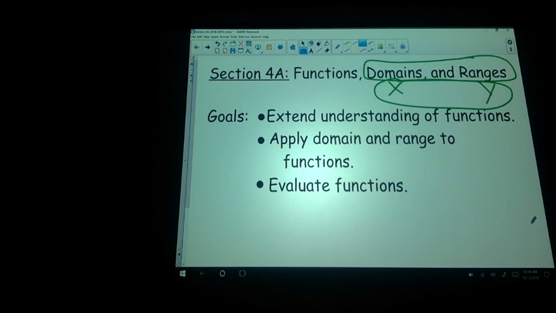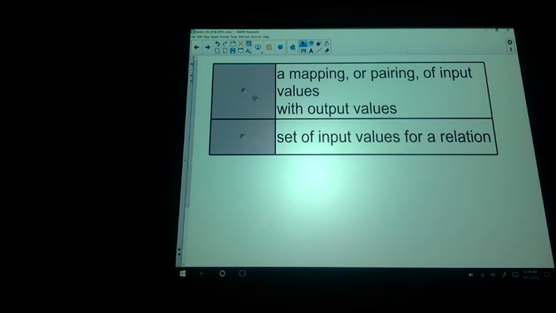Okay, so understanding functions, applying domain and range to functions, and then evaluating functions is what we're going through. Is everything on here, other than what I just wrote in green, on your page? And then a function is just a special type of relation. Okay, so this might not be on your page. So a relation is a matching or pairing of input values with output.